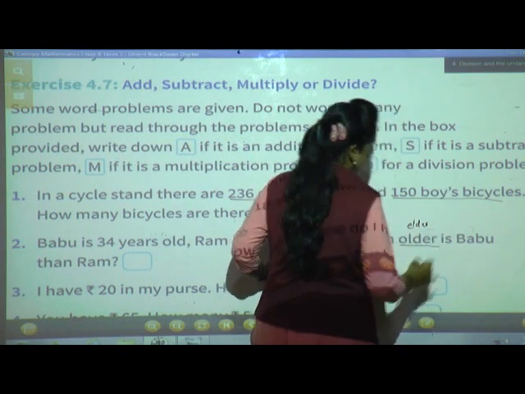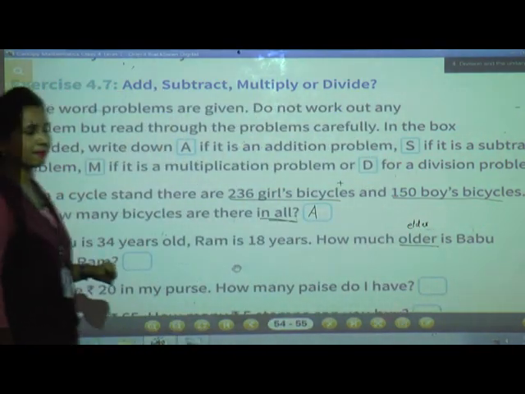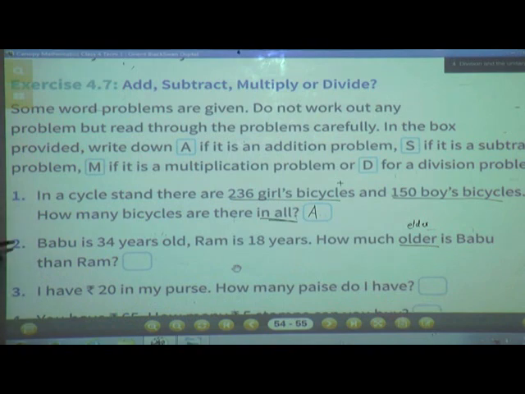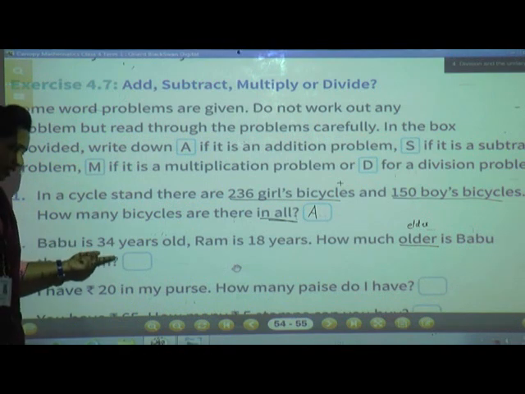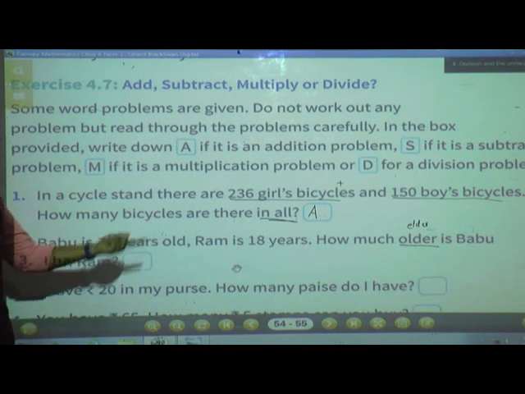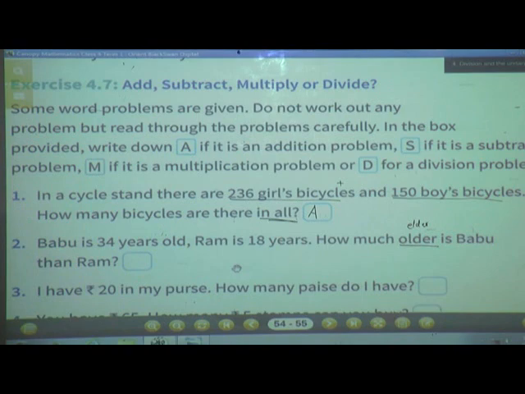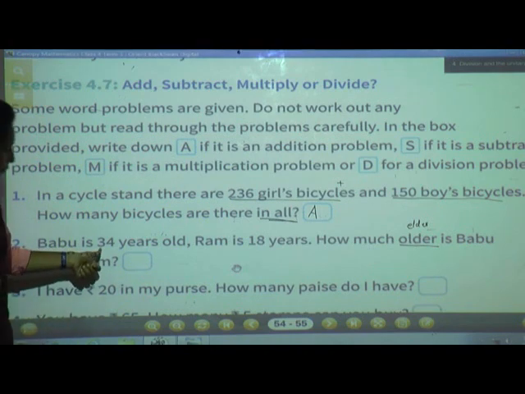Okay? Like you are having a big brother or big sister, like it is about a boy. So you think about your brother. Okay? So first brother Babu is 34 years and Ram is 18 years. Now what we have to find out? How much older is Babu than Ram? Isn't it? So what you will do?